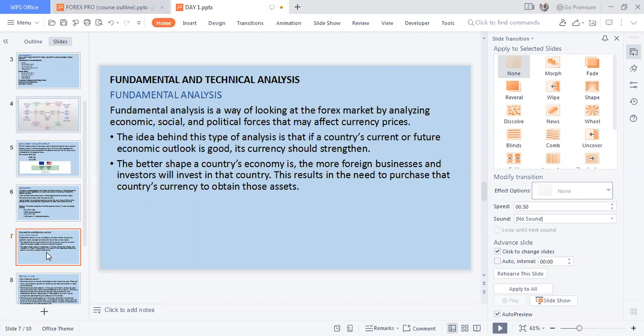So fundamental analysis is just a way at which people review the forex market and they can predict the situation happening in the forex market. Now, put this in mind. The better shape a country's economy is, the more foreign businesses and investors will invest in that country. I said something previously: America is a blessed country, such that you barely see terrible things happening. That is why USD will always be strengthened. Mr. Said, welcome, sir. Some people are having network problems here.